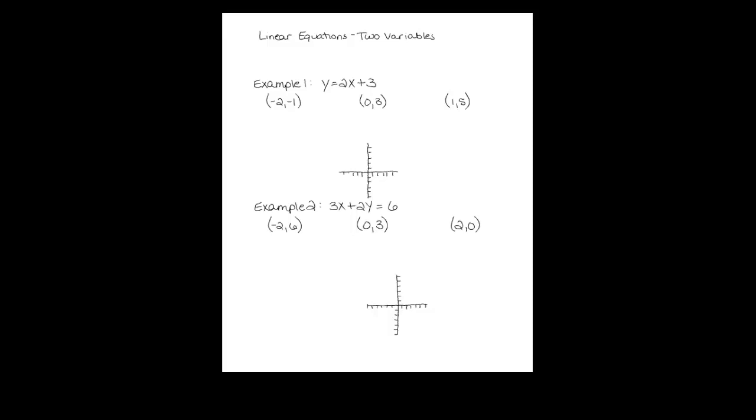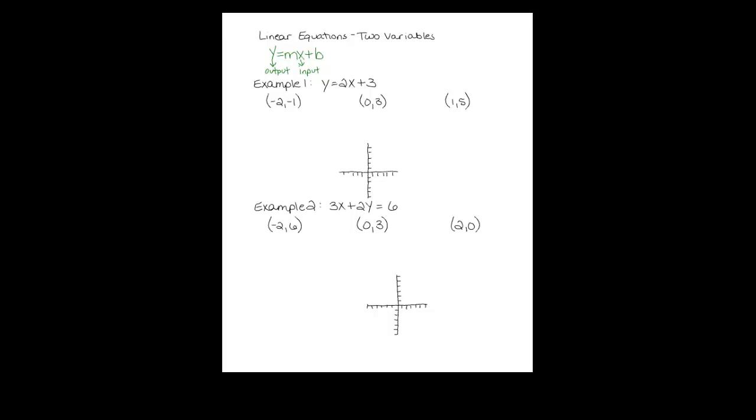The first is what we call slope-intercept form, and it takes on the form y equals mx plus b. X is the input variable. Y is the output variable. M and B are constants, and we'll learn more about those a little bit later.